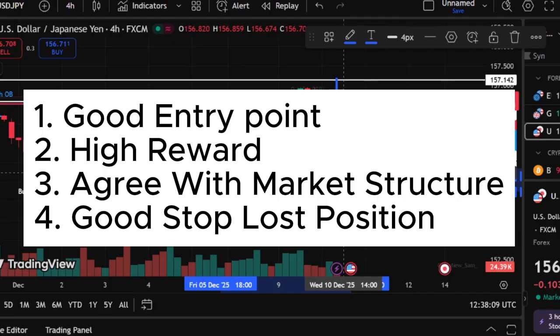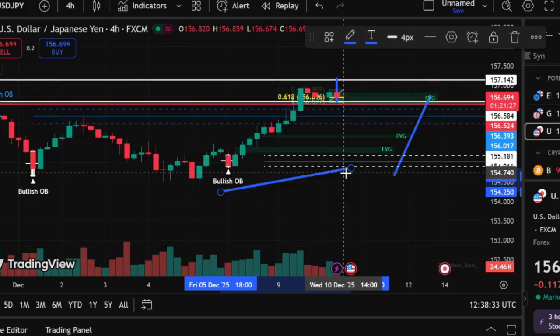The place you're entering the trade should also give you high reward according to market structure. Yes, it should give you high reward. As if that's not enough, it should also agree with the market structure. The place you enter the trade should be able to agree with the market structure. You get it? So now let's look at how to have a good trade setup.